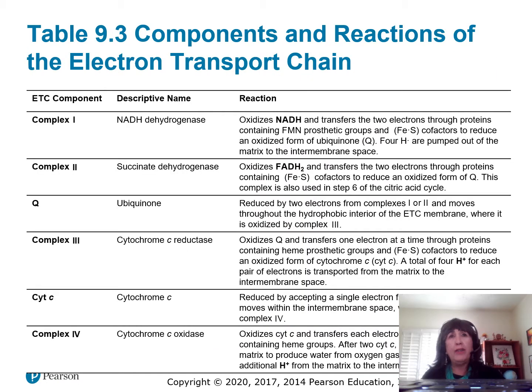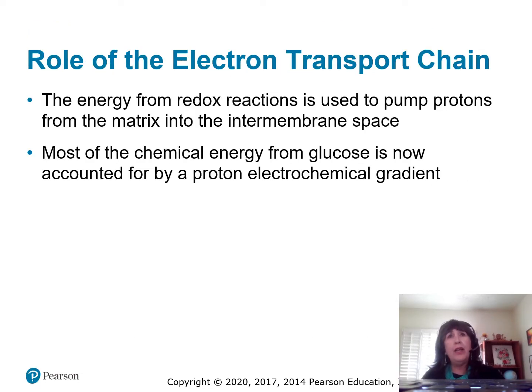Okay, so these are all of the detailed steps needed to actually have these high energy electrons, that energy, be transferred to pump protons to one side of the membrane. Okay, so it says here, the role of the electron transport chain. The energy from the redox reaction is used to pump protons. And remember, protons is another word for hydrogen. And this will pump protons to one side of the inner membrane. So now all of that energy from glucose, and this is the majority of energy, will be used to actually create this electrochemical gradient.